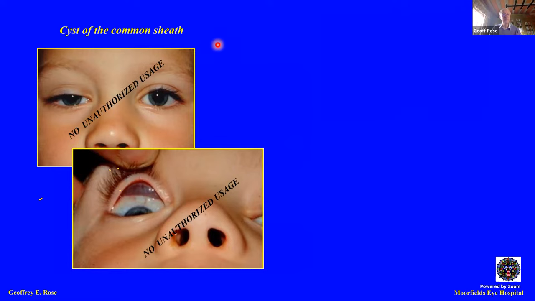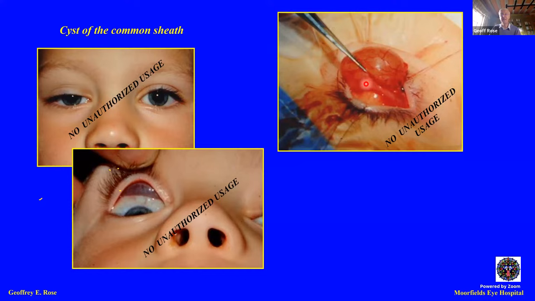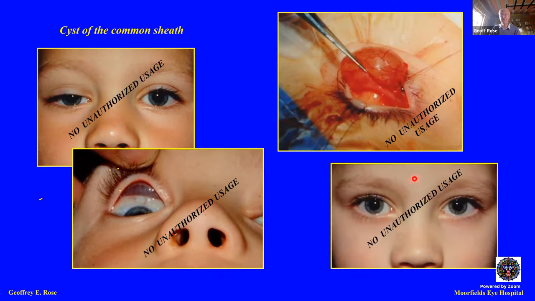And here, for example, dealing with a cyst of the common sheath, in this case, we did it through a conjunctival surface. This is a huge sheath, as you can see, coming out intact through a transconjunctival route, and the levator is at significant risk because it's actually in the common sheath between levator and the superior rectus. But here is the child about 2.5 weeks after surgery with absolutely no evidence of ptosis. So you can avoid levator damage by thinking about where it runs.